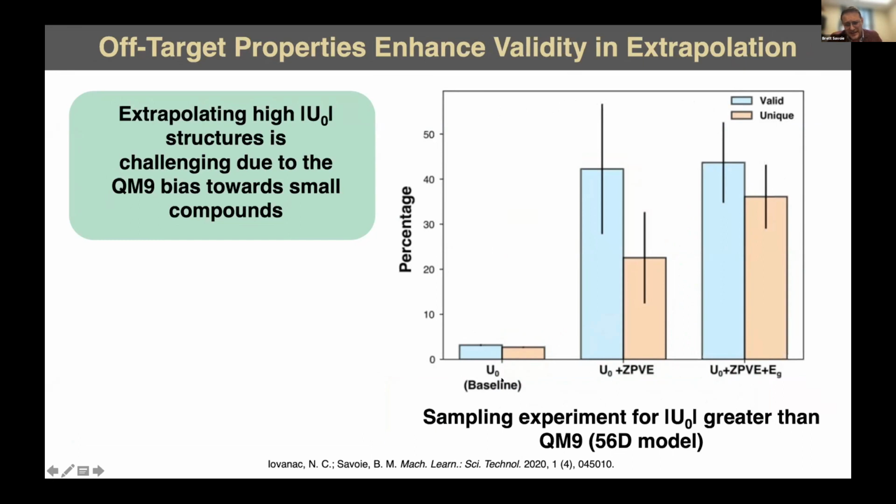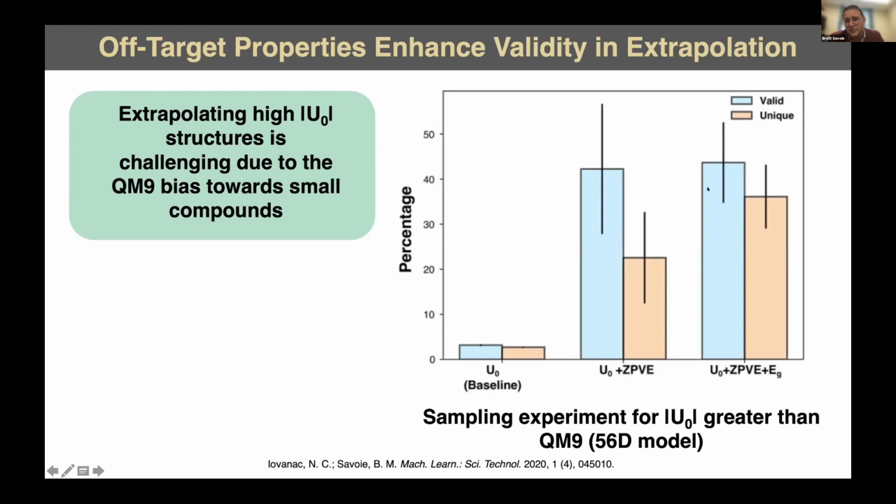If you look at the baseline that's just trained on U0, the validity as you extrapolate is only about 4 or 5%. Okay, so it does very poorly trying to extrapolate. But if we give it additional information about 0-point vibrational energy, or 0-point vibrational energy and band gap, then this model is actually able to extrapolate U0 with validities up to 40%.